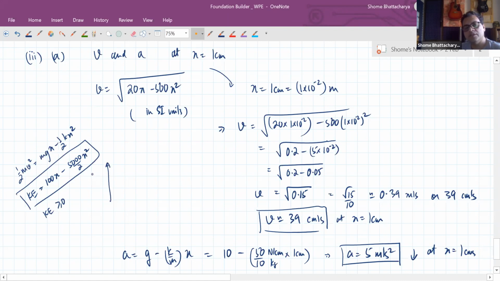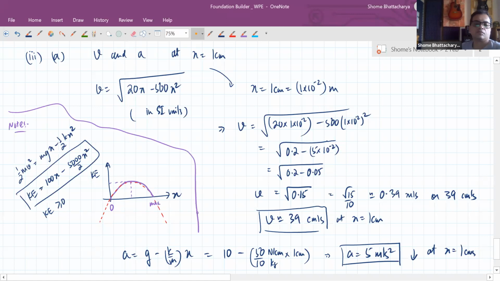So when we look at the graph now, kinetic energy versus x, on its own, it's a parabolic graph like this. But we won't take the part where kinetic energy is negative. We'll only take the part where kinetic energy is non-negative. It is either 0 or positive. Only these values will be taken. 0 to some maximum displacement, where the kinetic energy is becoming 0. So we'll discuss more about this graph and this range of motion also in the next part.